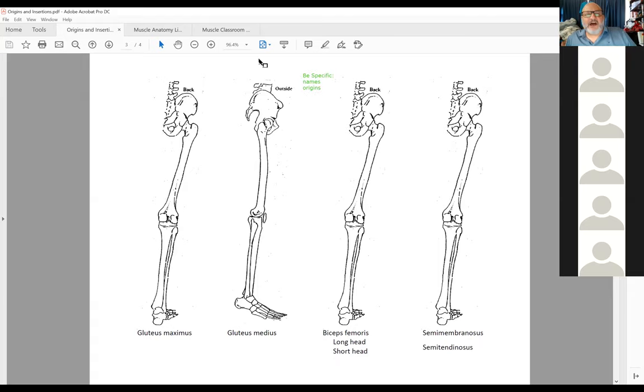Bicep femoris sounds a lot like bicep brachii, but as we're going to see, they don't actually share a lot of similar characteristics. The one characteristic they do share is that there is a long head and a short head. So we've identified the heads. Let's start first by identifying the origins. What is the origin of the long head of the bicep femoris? Ischial tuberosity. There you go, your butt bone, right? Down here, your butt bone is the ischial tuberosity, and this right here is indeed the origin of the long head. I know we're getting ahead of ourselves a little bit, but what is the insertion of the bicep femoris?